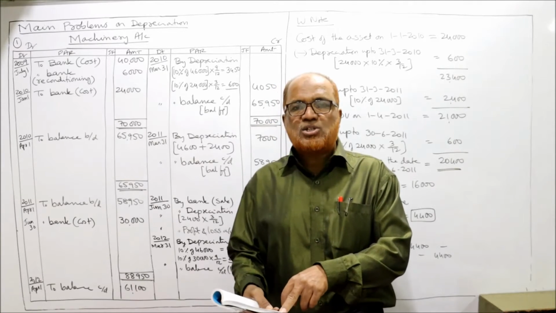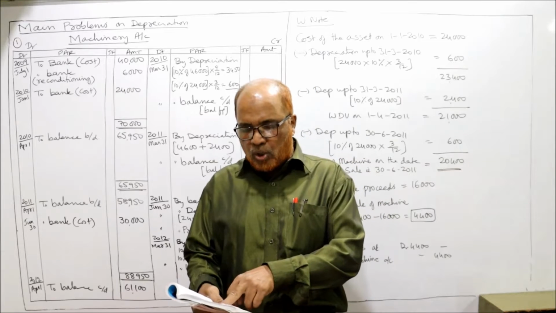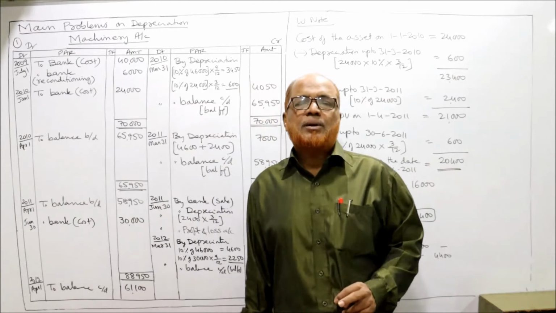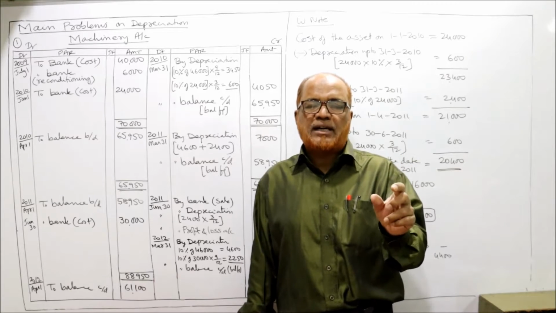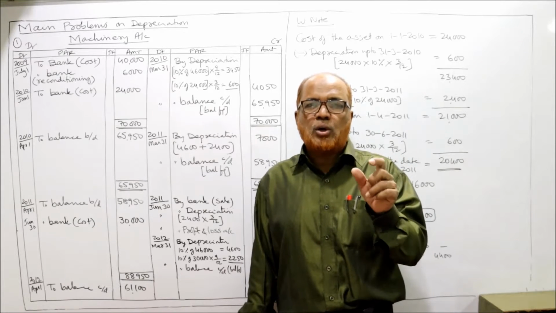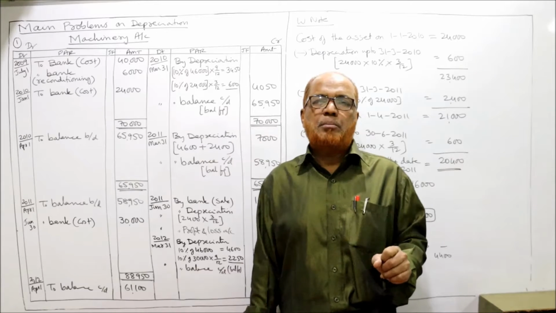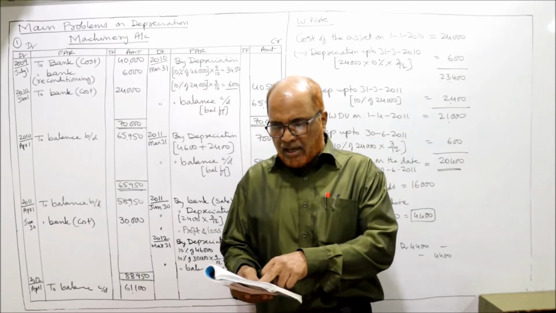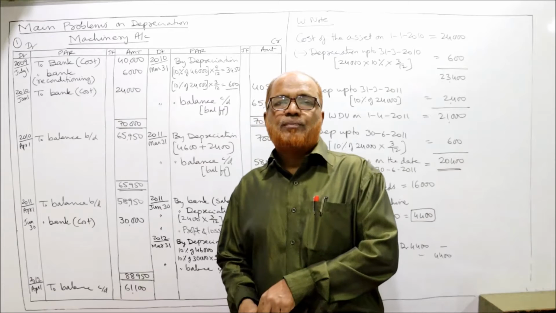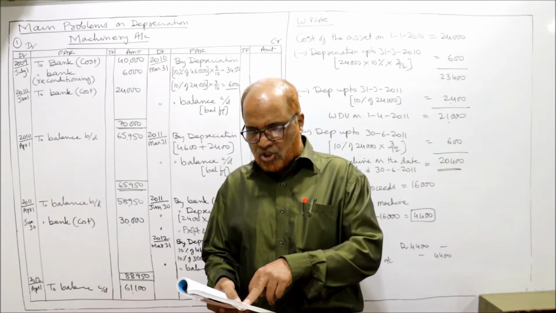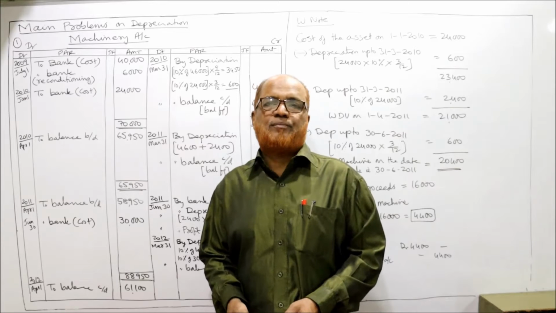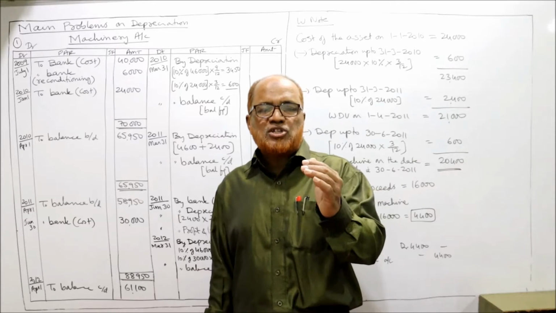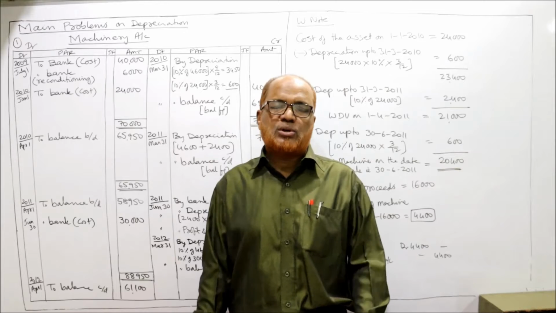The company writes off 10% on original cost every year. That means straight line method. It is given that depreciation will be provided at 10% on original cost, which means straight line method. Every year on 31st March accounts are closed. Show the machinery account up to 31st March 2012. So we have to make the machinery account up to 31st March 2012.